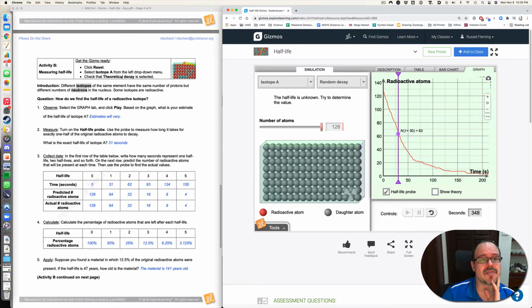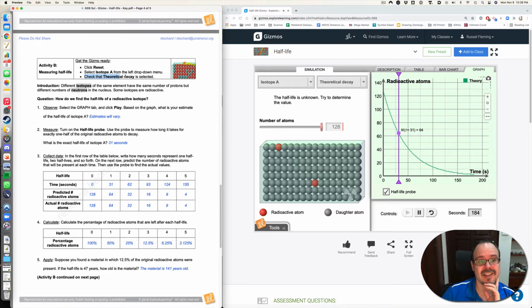Check the theoretical data selected. See, I've got to read instructions here. I didn't do this so well. Let's reset this. Theoretical decay. You see, it all comes down to reading the instructions. Now we can get the perfect value, and I need to go 64, which is 31, which is what they got. So the key thing is reading the instructions, including the bolded words. I was wondering about that, to be honest.